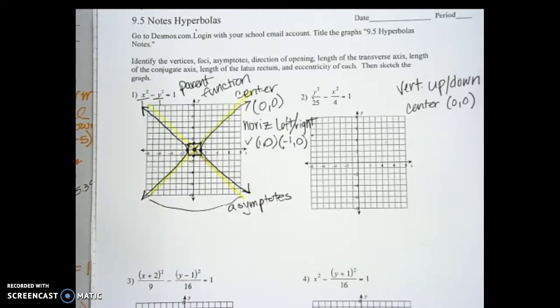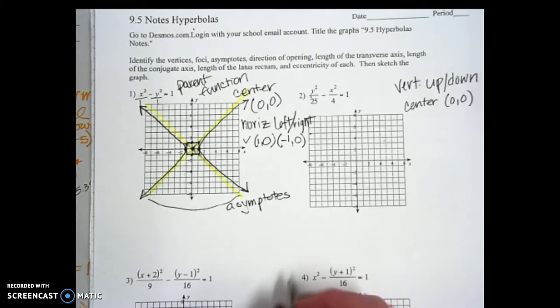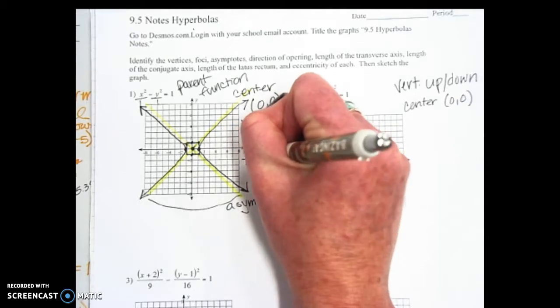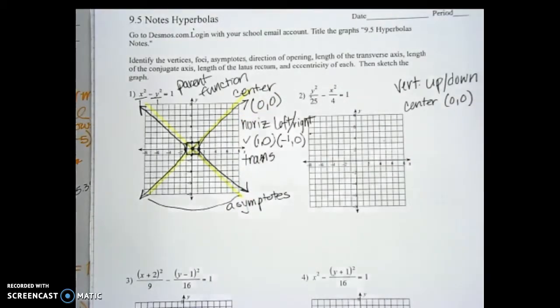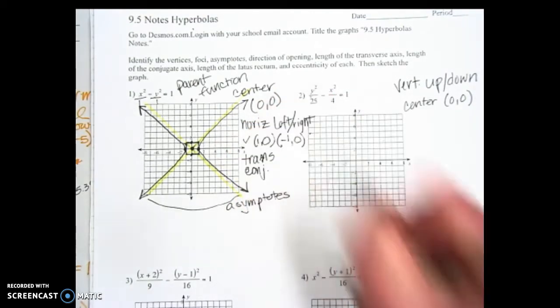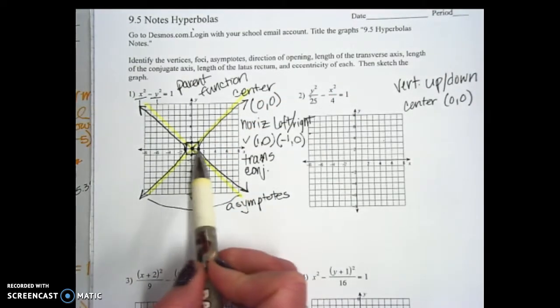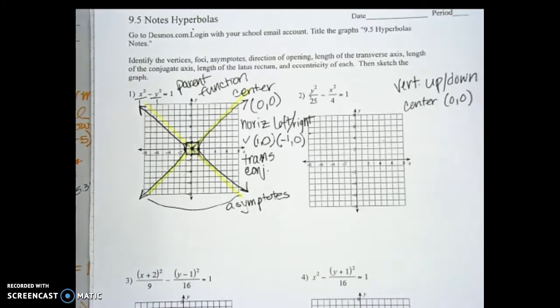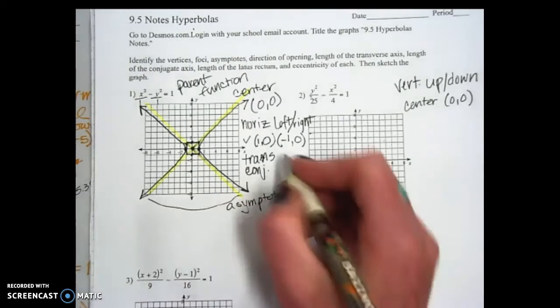Okay. All right. They're also going to ask you what is the length of the transverse axis and what is the length of the conjugate axis. We did something similar with the ellipses, right? So in this case, they're tied. Usually the longer one's going to be the transverse and the shorter one's going to be the conjugate. But since they're both 2 units, you just write 2 and 2.